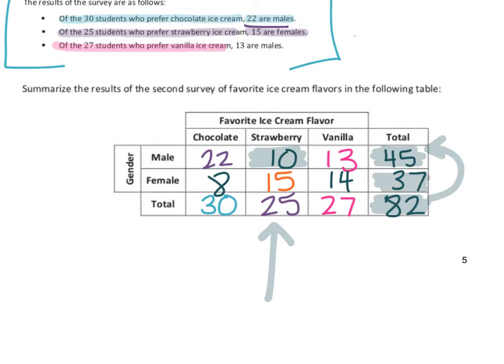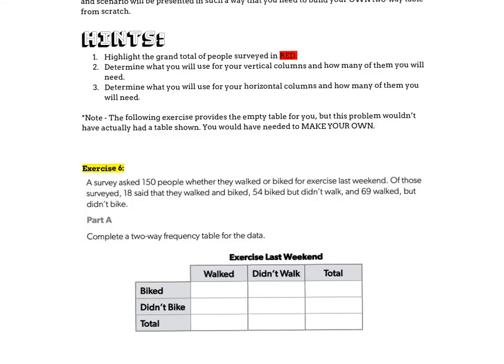And then once I know 37 girls were surveyed, I also was able to do this column because I know 30 kids like chocolate, 22 of them are boys, so 8 of them are girls. And then I was able to find the final piece, which was how many girls like vanilla. So these tables are very dependent on the numbers you put in, which is why I was saying that if you make one answer that's wrong in your math, it is going to affect the entire table that you are considering.